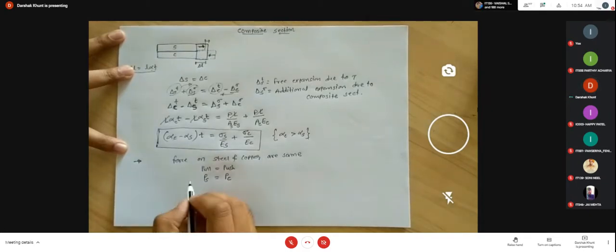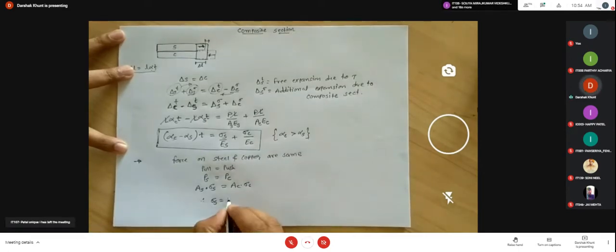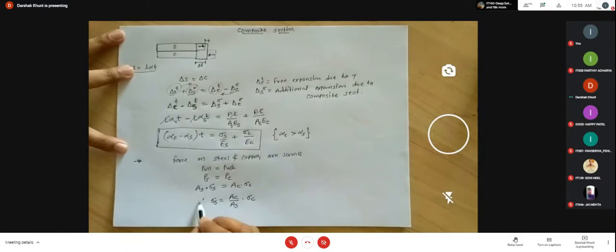Both are the same. So here area into stress in the steel section, and here area of copper into stress of the copper section. So we get the stress in steel is defined by AC by AS into sigma C. So that is the relation between the stress generated in these two materials according to their area difference.